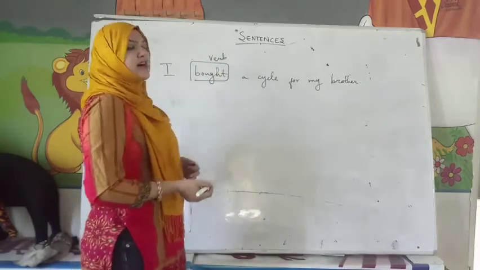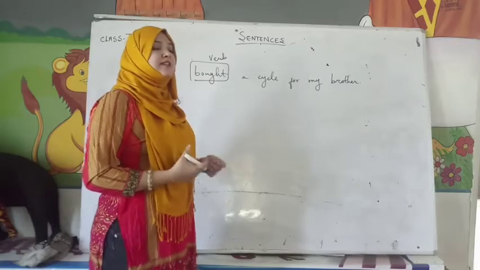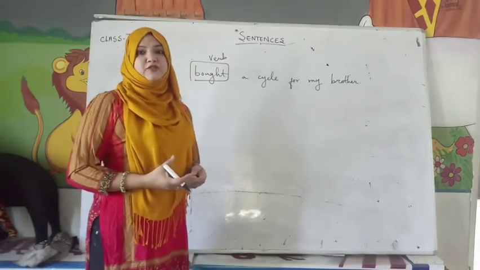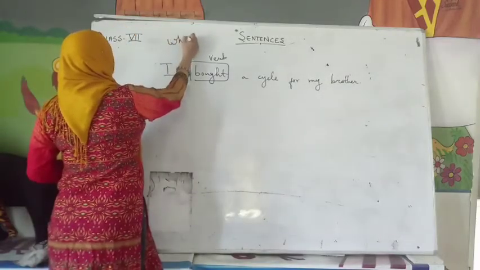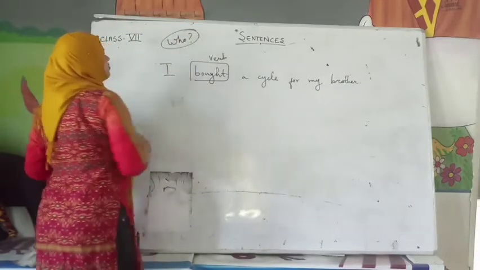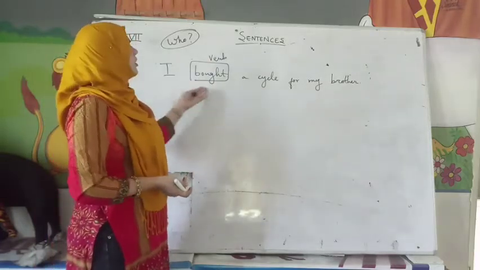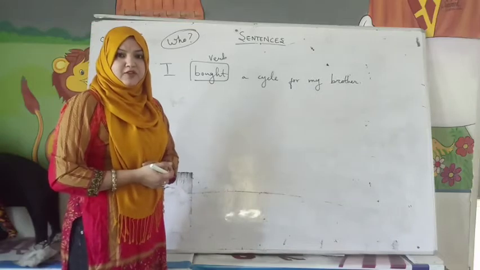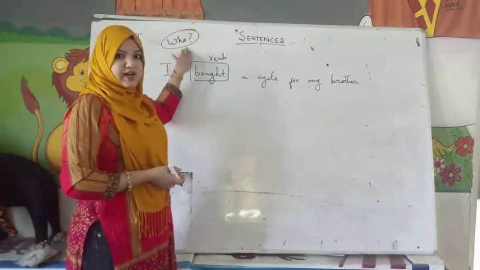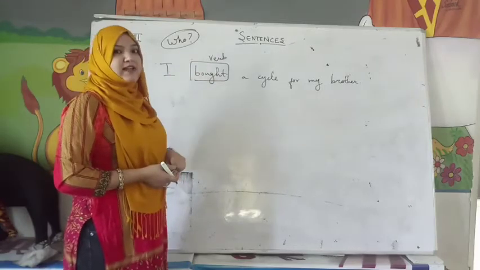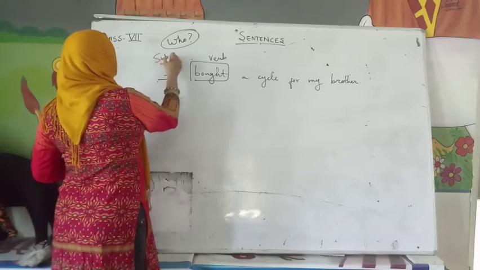Now how are you going to find subject? What did I tell you? कैसे find करेंगे? Subject, we will ask for finding out subject. We ask the question who. ठीक है? We ask the question who to the verb. So question पूछो, who bought a cycle? So the answer is किसने साइकिल खरीदी? You have to ask who. Who bought the cycle? So the answer you get is I. So I is the subject.